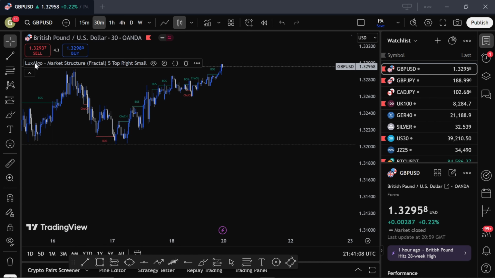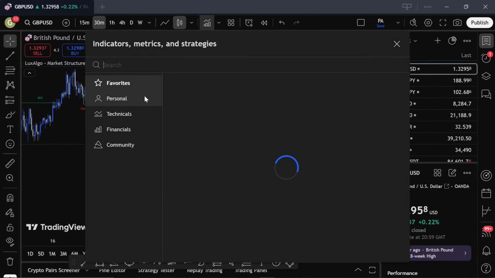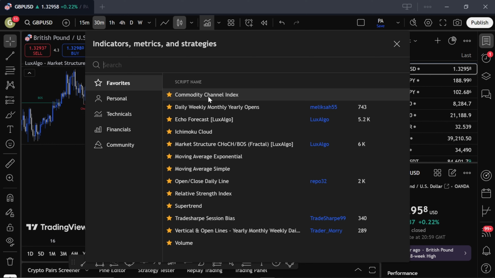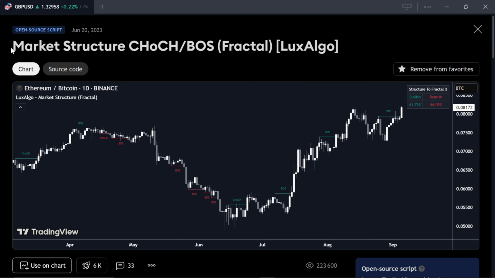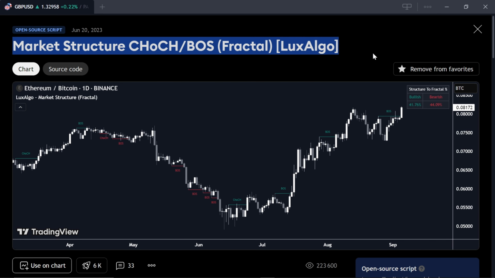Now the name of this indicator is Los Argo Market Structure Fractal 5 top right small. So this is the name. You can take a look at the name here, and then let me come over to my indicator section and show it to you guys. Come over to favorites. Let me look for it. So here's the name of the indicator. Here's the full name shown fully for you to see.